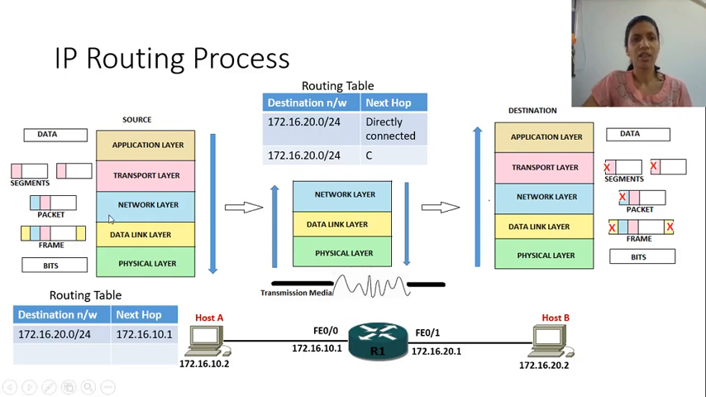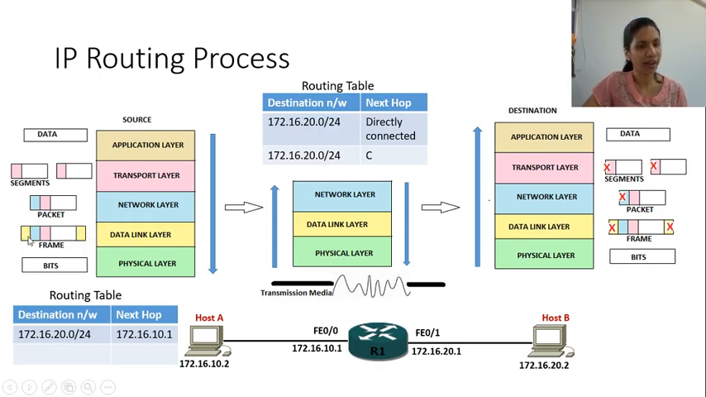Once the MAC address is found out by the ARP, the next hop MAC address along with the packet is going to be sent down to the data link layer. Data link layer is responsible for creating this frame. The data link layer basically appends a data link layer header to the packet along with the trailer.